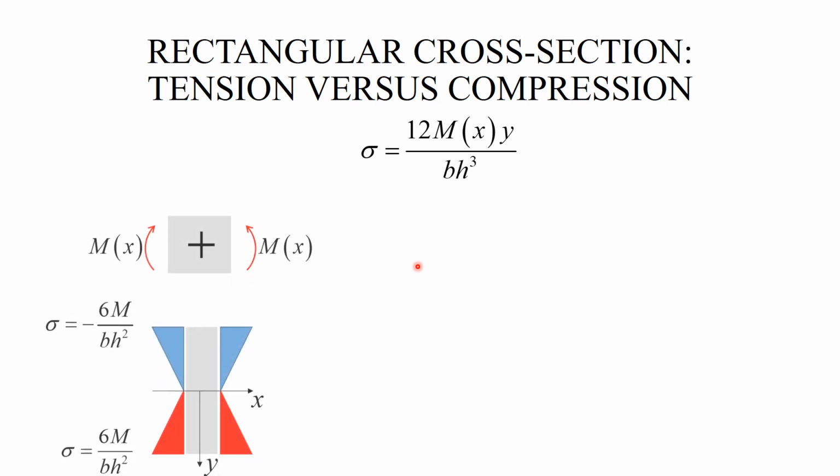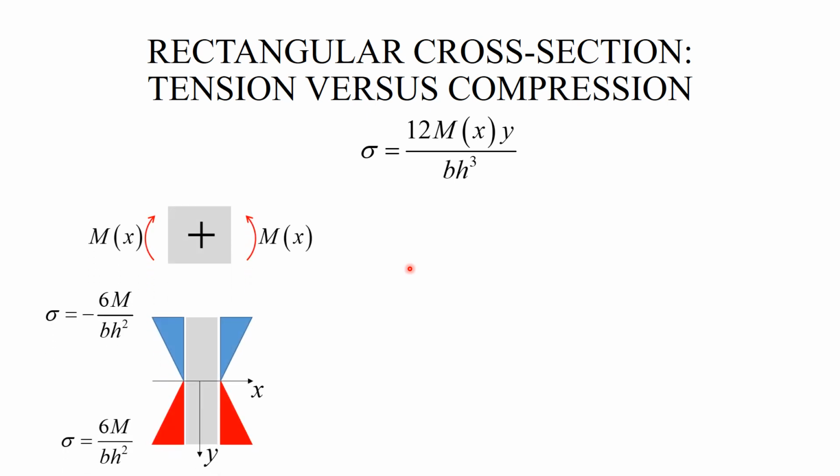Let us rewrite the expression on the previous page and evaluate it for positive bending, where the lower part of the beam, or positive y, is in tension, shown in red, while the upper part for negative y is in compression. Here you could see minus, which indicates that the stress is compression. Alternatively, we could have written that this is compression of the magnitude 6M over bh squared.